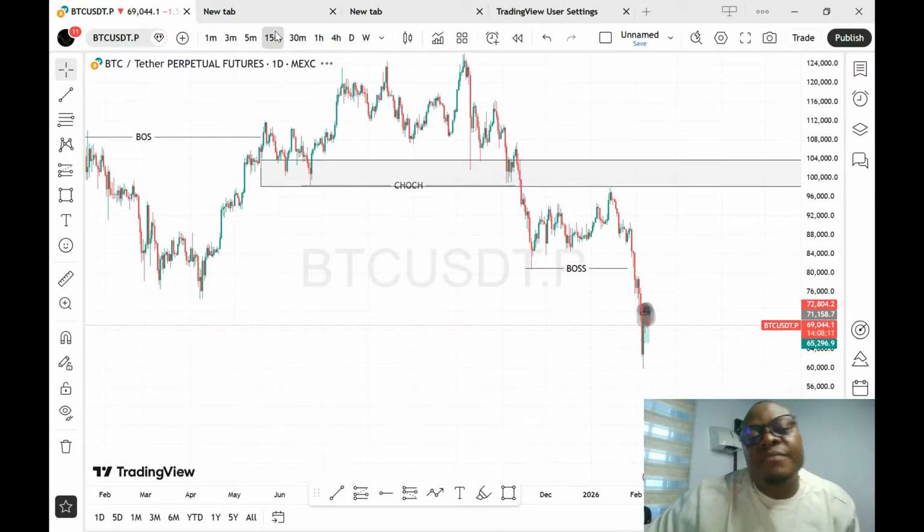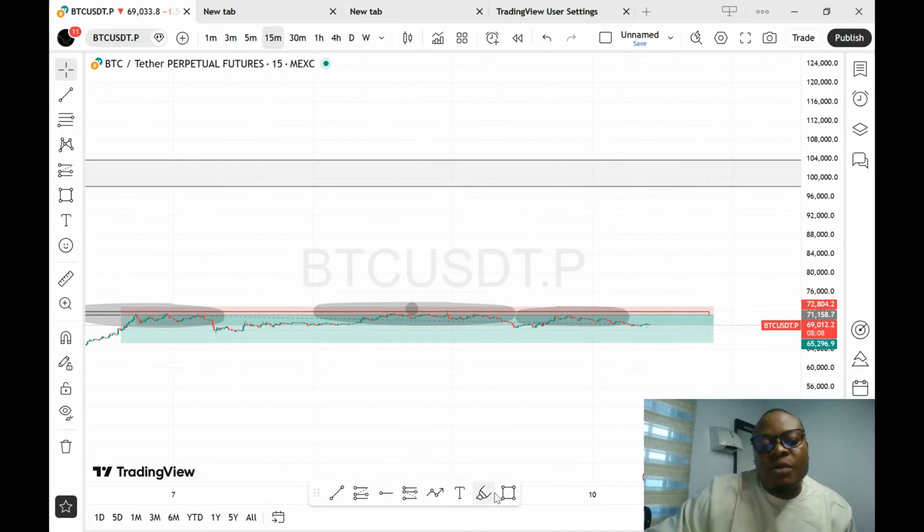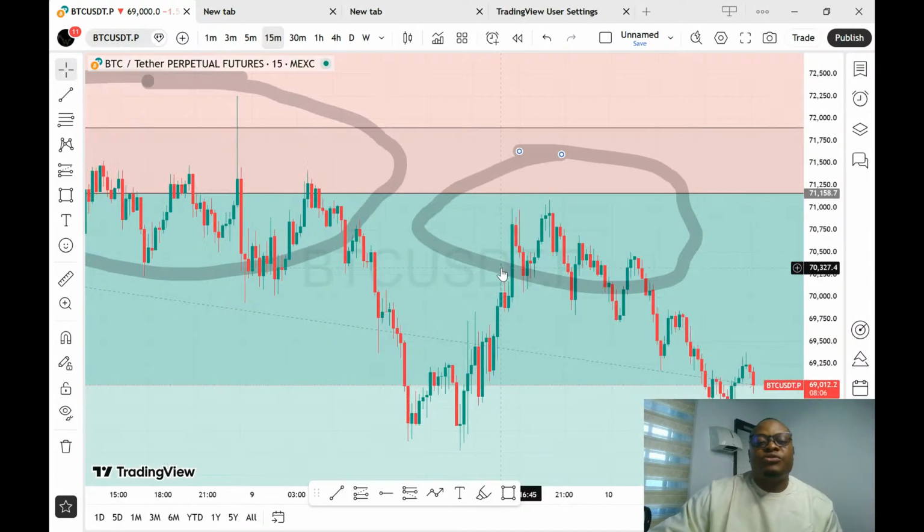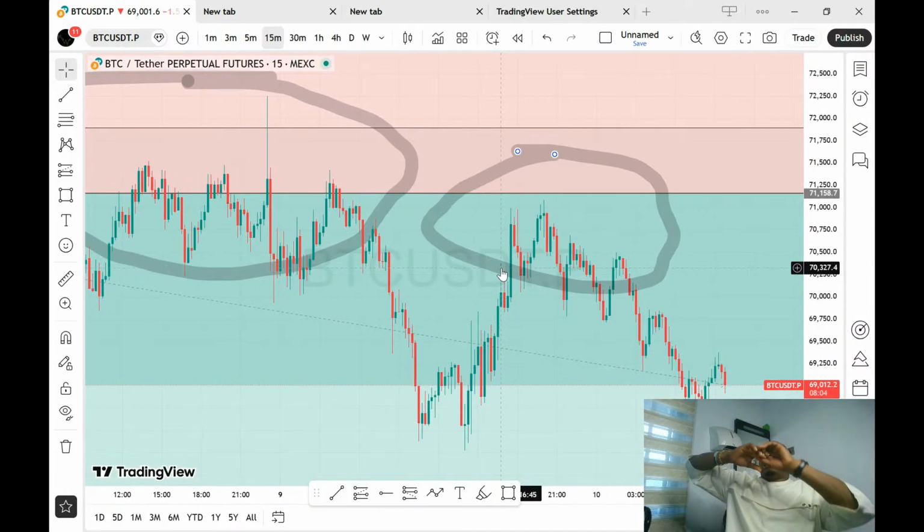Then you go to a 15 minutes time frame. Now the 15 minutes time frame, this is where most people used to take that trade, because the 15 minutes time frame will make it more clear for you to see.